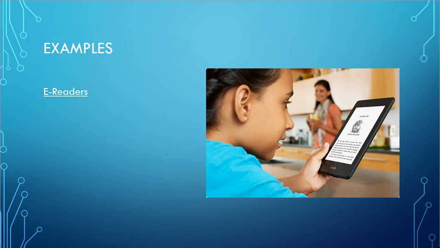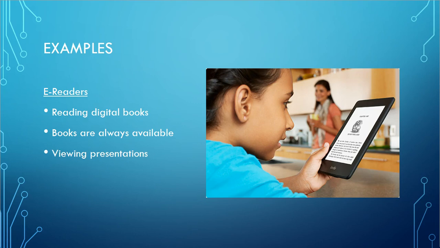Another piece of technology that's being used is e-readers, and these are mainly used to read digital books. And one thing that's very good about these e-readers is that the books are always available to the students. As long as the student has an e-reader, they can have the book. So if you notice, you go to a library, and most libraries only have certain limited amounts of a textbook, but with an e-reader, every student has access. Also, they can be used for viewing presentations as well as taking notes.